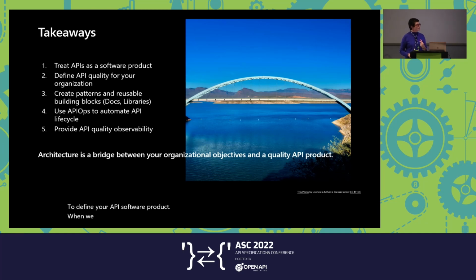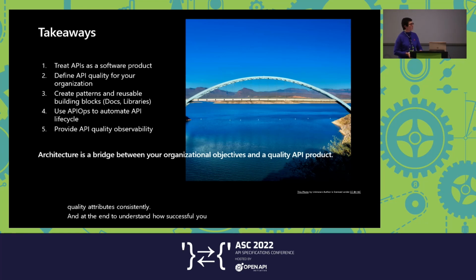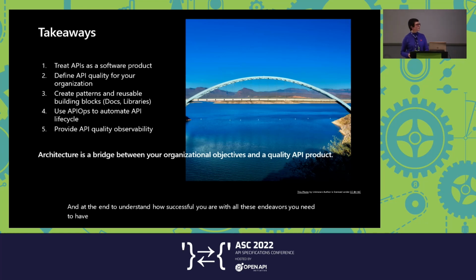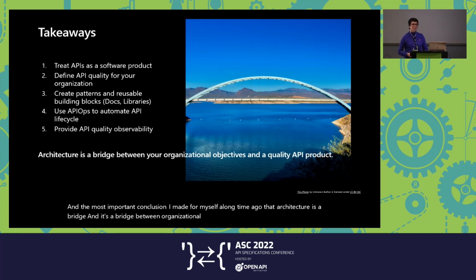When we think about patterns and reusable building blocks, they are a great help in the API development lifecycle, in the API development process. And also, at scale, automation and API ops are essential to deliver great APIs and verify API quality attributes consistently. And at the end, to understand how successful you are with all these endeavors, you need to have API quality observability. And the most important conclusion I made for myself a long time ago is that architecture is a bridge. And it's a bridge between organizational goals and a quality software product, a quality API product.